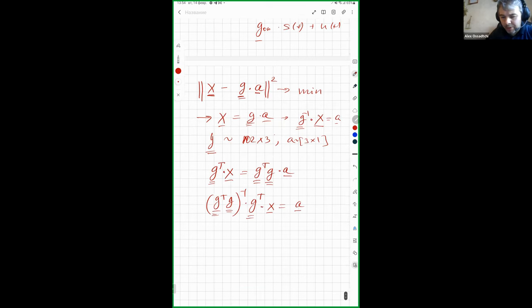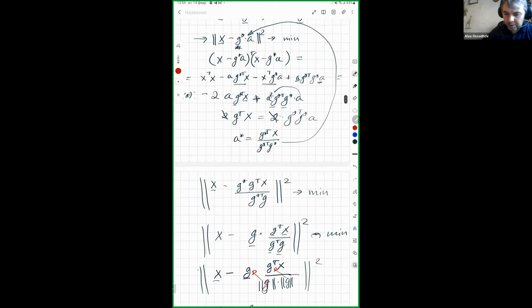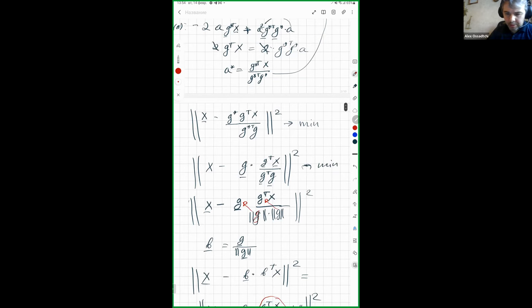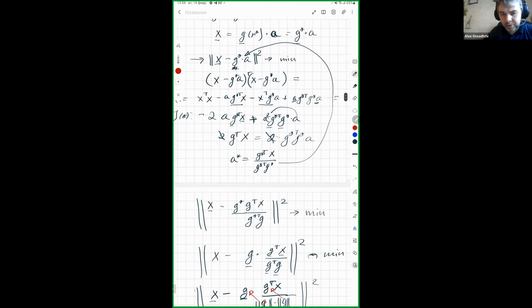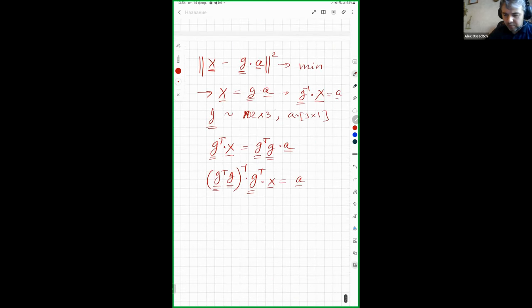Very similar formula. Remember the expression we had in the beginning, here: G star T divided by G star T G star. But because G star was a vector, G star G was a scalar, and therefore this was just a simple division. In this case, when G has become a matrix, we have its inverse, multiplied by G transpose from the left.